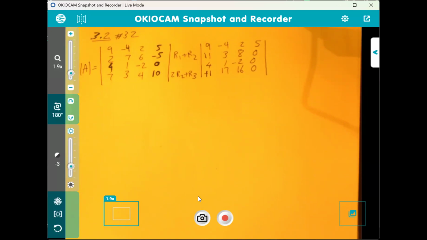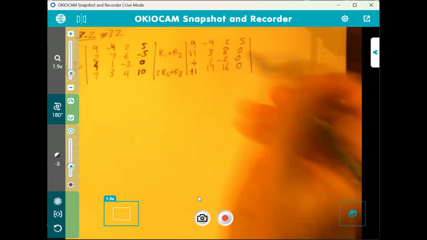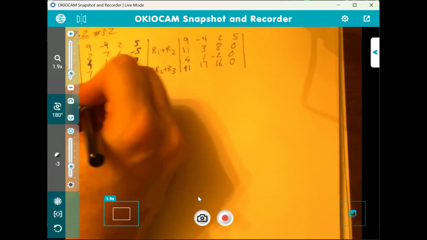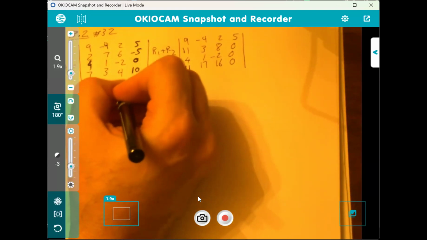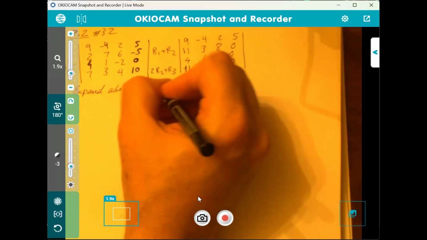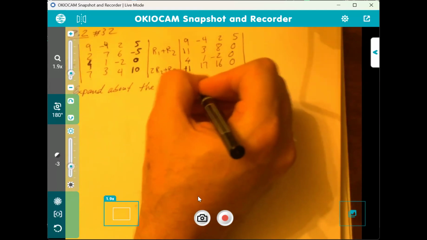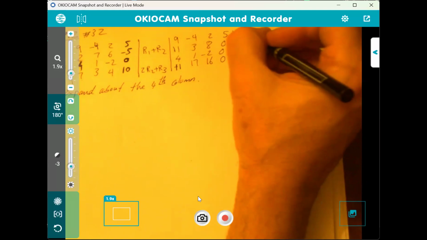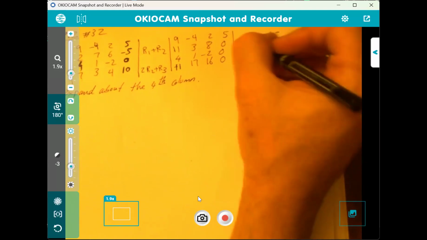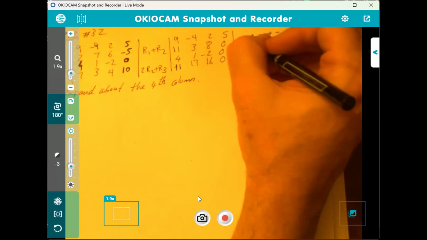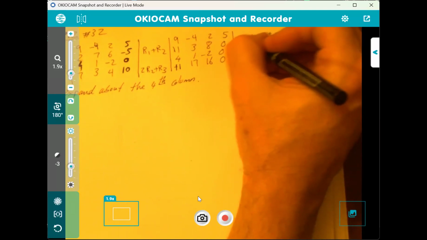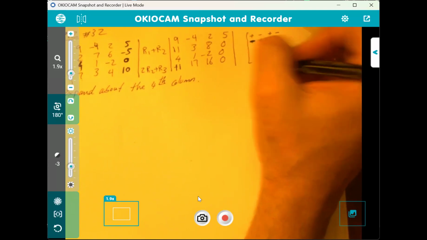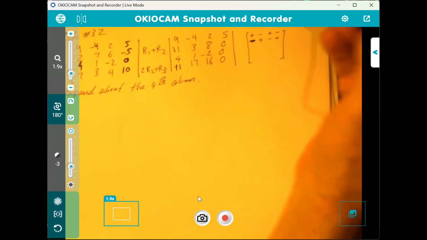Okay, and now all I have to do, because I created as many zeros as I can at this point, let's expand about the fourth column. Expand about the fourth column. So the fourth column, remember the signs, by the way. The signs go plus, minus, plus, minus, or minus, plus, minus, plus. I'm doing the signs for negative 1 to the power of i plus j.